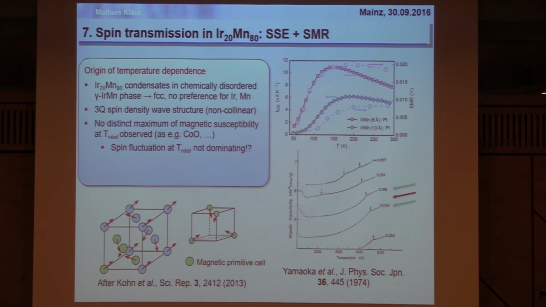And also what is interesting is that in iridium manganese, people don't see this maximum of the magnetic susceptibility that you see, for instance, in nickel oxide. So this is measured here in 1974, so we are at 0.2. So there is only a small change in susceptibility. So it might be that the spin fluctuations at the Néel temperature are not the dominating factor. And so our current understanding is that this strong suppression at low temperatures is due to the reduction of the spin transport by thermal magnons. So we have a lot of discussion with Helen, trying to figure out how we can disentangle the effect of the charge carriers.